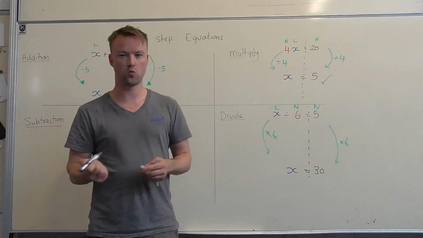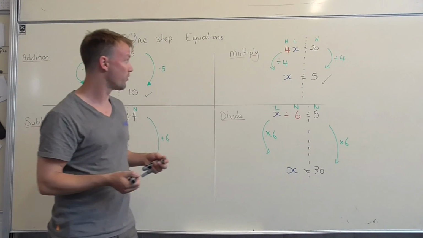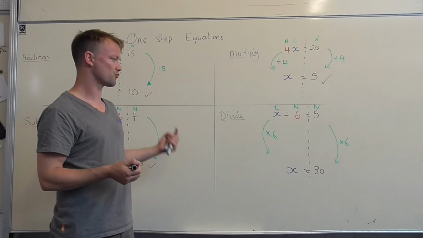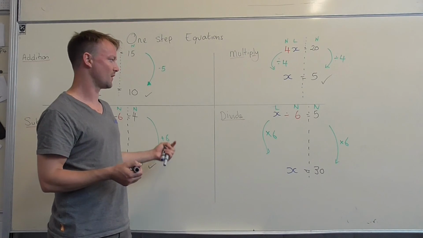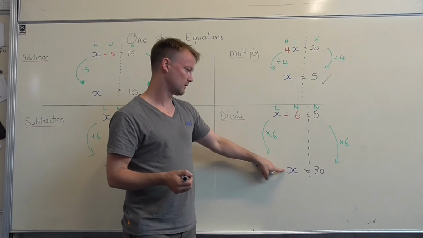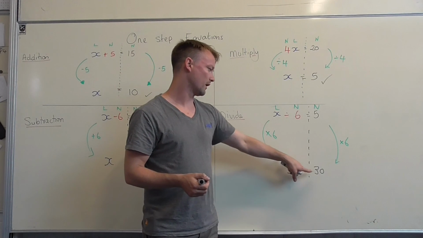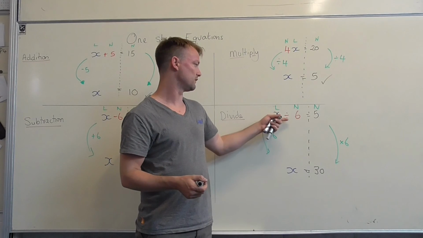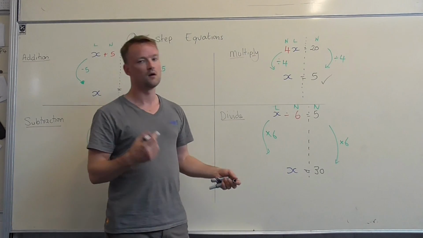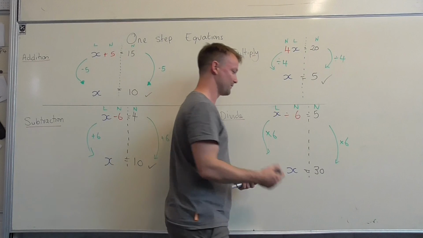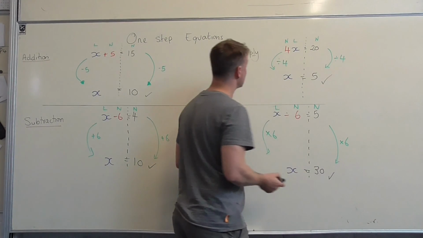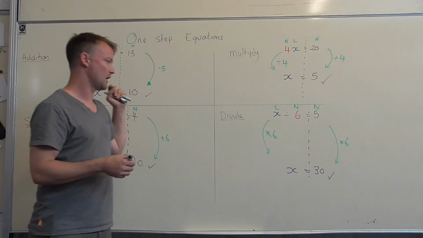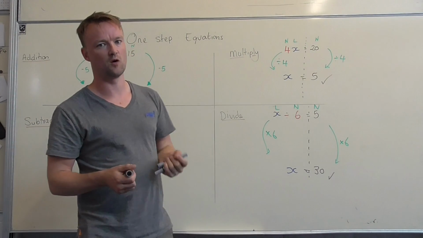Okay? So that's one step. One step means that one thing, or in this case, one number, is moving across to the other side, so I end up with a letter, in this case x, equaling a number. Remember that you can check it by going 30 divided by 6 equals 5, and if that makes sense or is right, then you know that you've done it correct. So we've covered all 4. We've done addition, subtraction, multiply, and divide one step. The next video will be on two step.